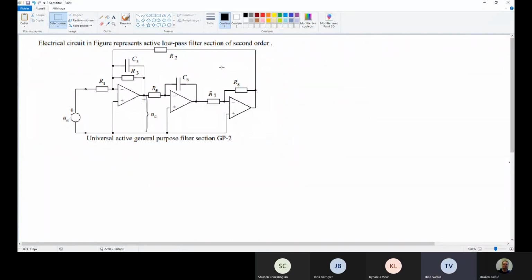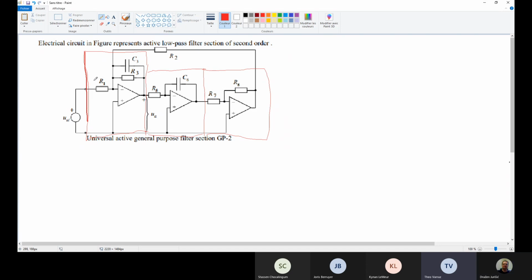This is my circuit, and I had to find the transfer function. To do this, I separated the circuit in three parts. That's a very good idea. This is just a simple inverter, here an integrator, and here a low pass filter, but with two inputs. This is the part where I have a question.